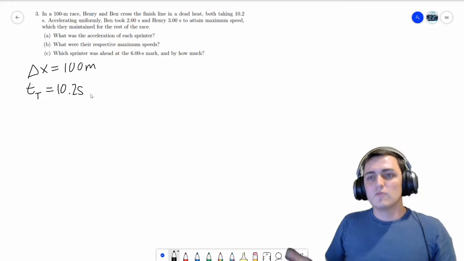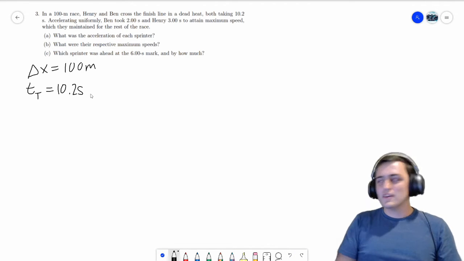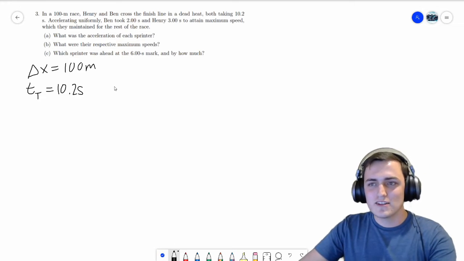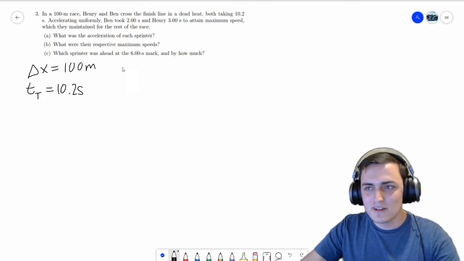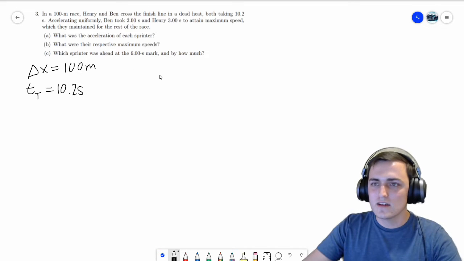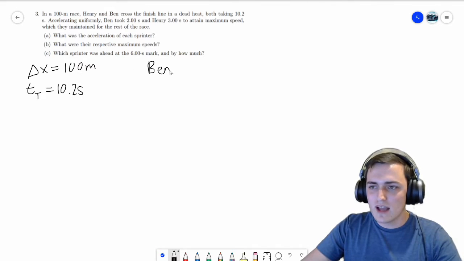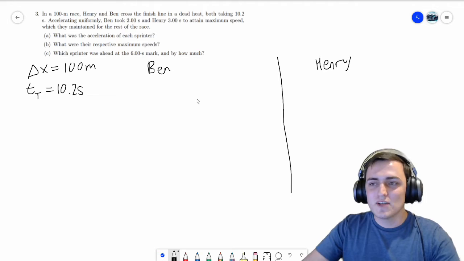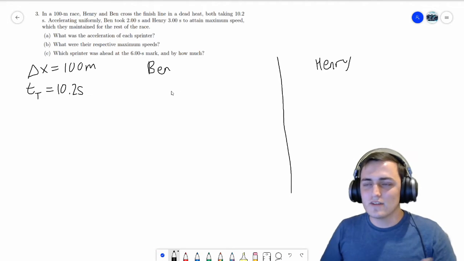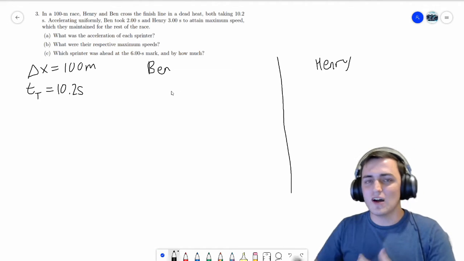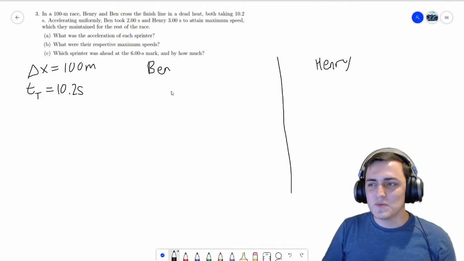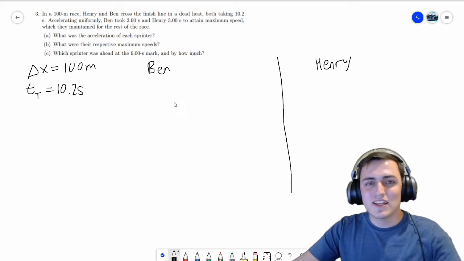Now, we know that they accelerate uniformly in that next part of the question. And we see that Ben accelerates for 2 seconds and Henry accelerates for 3 seconds. So now we're going to just create two categories, Ben and Henry. The reason we want to separate them is because each of their acceleration time and their top speed are only relative to them, right? Ben's top speed has nothing to do with Henry's top speed, and so we want to keep them separate.